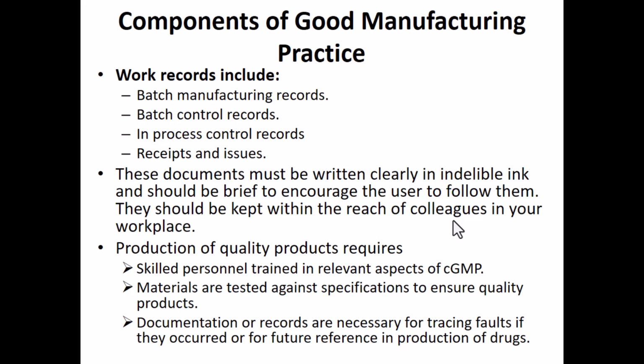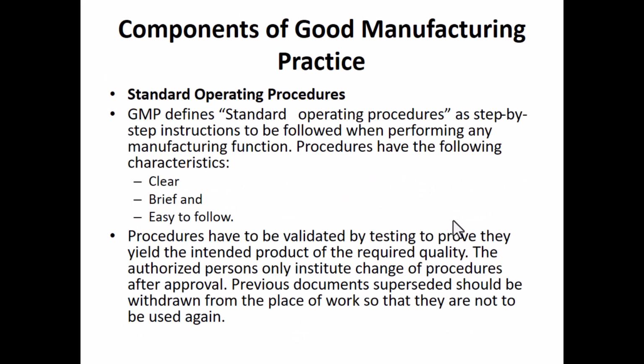So, work records may include your batch manufacturing records, like what we were talking about, and then your batch control records, and then you will also have in-process control records. You will also have receipts and issues.